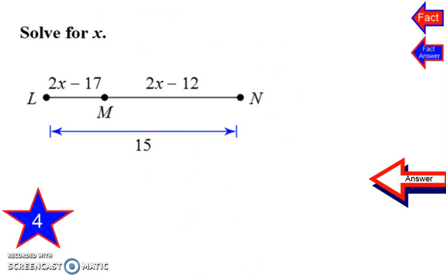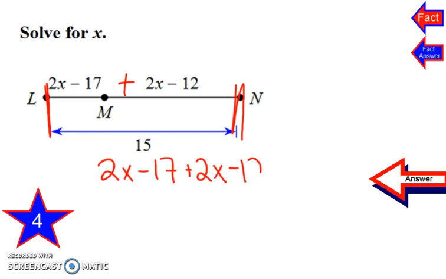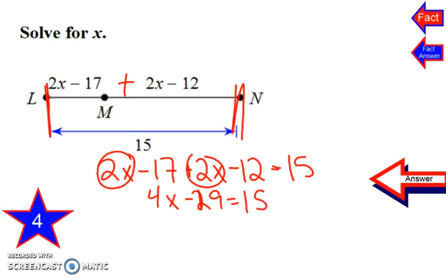If we look at example 4, again, we have line segment L, M, and N. Doesn't matter the points that are on my line segment, it's still a line segment. M is still between L and N. So we're going to solve for our value of x. In this case, we're going to add it together again. It's going to equal my bottom congruent line segment. So 2x minus 17 plus 2x minus 12 equals 15. Got to combine like terms. 4x minus 29 equals 15.